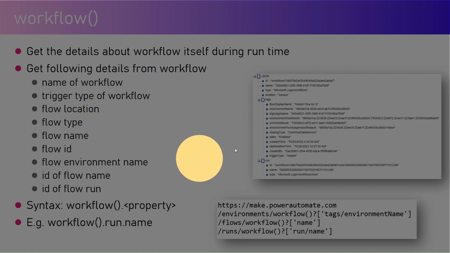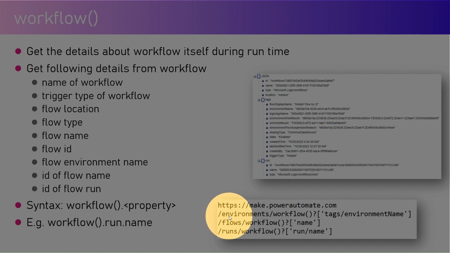Basically, this information is sometimes useful to create a flow run URL. Now, what is a flow run URL? A flow run URL is basically a URL which allows you to view the flow execution which happened a while back.